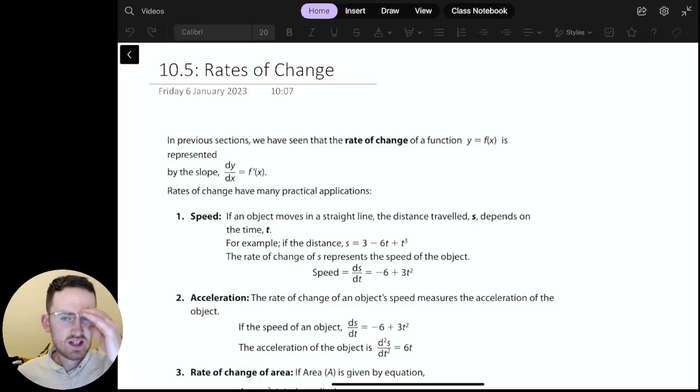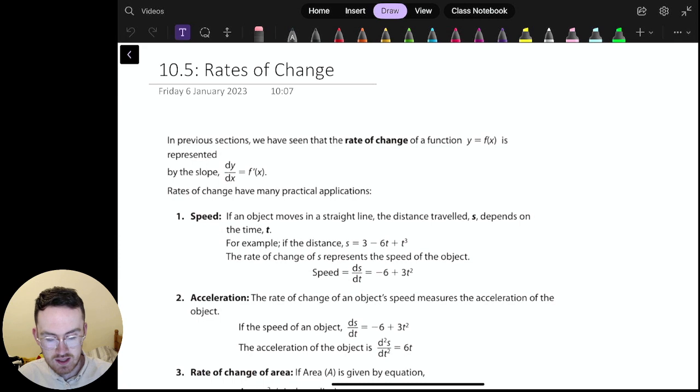Okay, so let's look at rates of change. In the previous sections, this is kind of taken from your book anyway, we've seen what a rate of change is. So the rate of change of a function, y or f of x, depending on which notation we're using, is denoted by dy/dx, or that f dash x that we saw before. We said these two things have the same meaning, and we introduced that at the very start of the chapter as a rate of change.